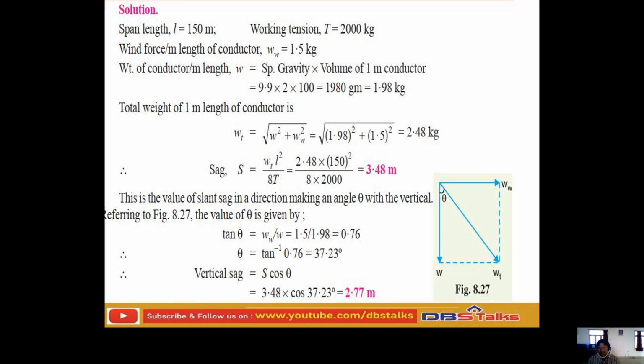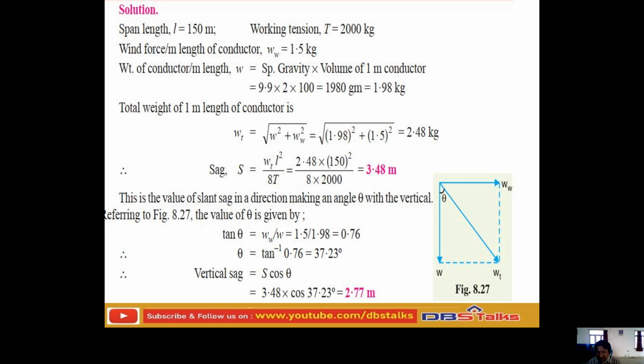Now total weight is nothing but the weight of the wind and also the weight of the conductor. Vectorial representation of the weight of the conductor and the wind force on the conductor. So W_T is the square root of W squared plus W_w squared, that is the total weight of the conductor per meter length, that is square root of 1.98 squared plus 1.5 squared, that is equal to 2.48 kg.